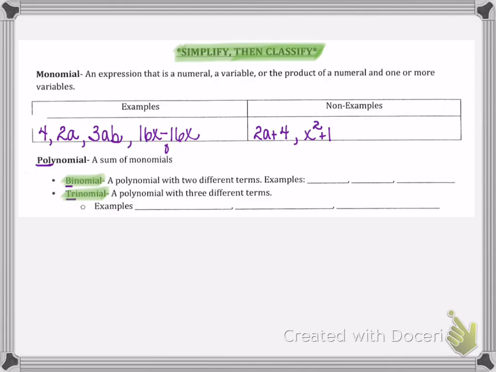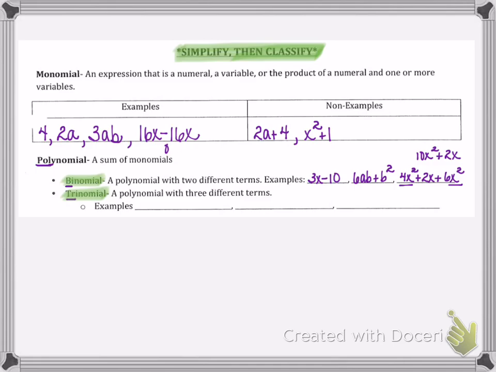So some examples of those would be for binomial, we could have 3x minus 10. We could have 6ab plus b squared. We could have 4x squared plus 2x plus 6x squared. Following the rule, simplify before you classify, these are like terms, and therefore we can combine them to get 10x squared plus 2x, and that is a binomial.